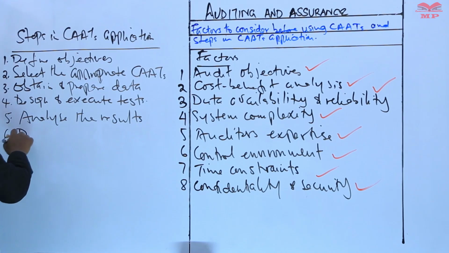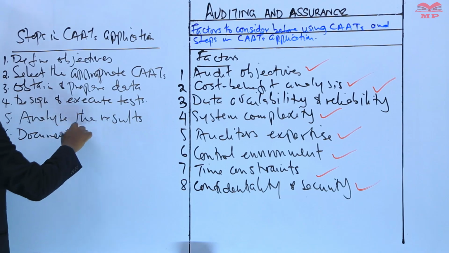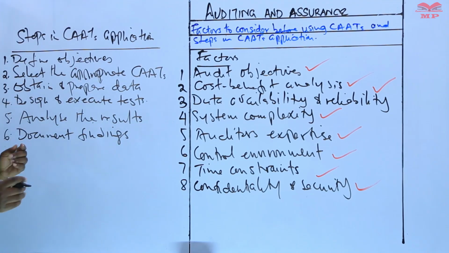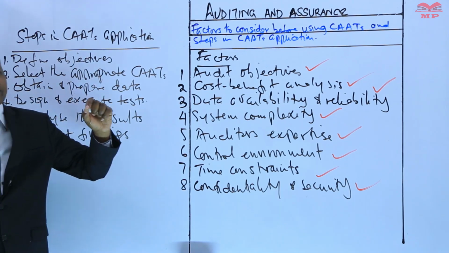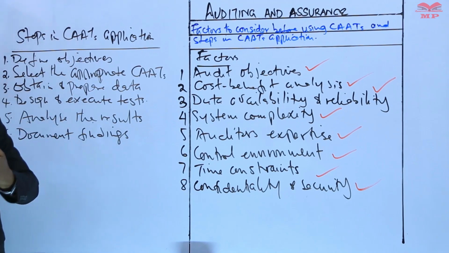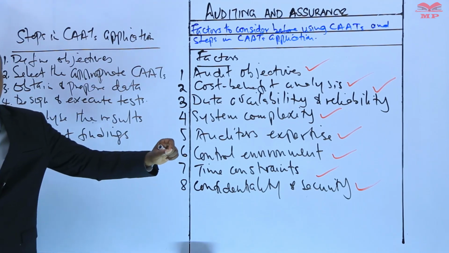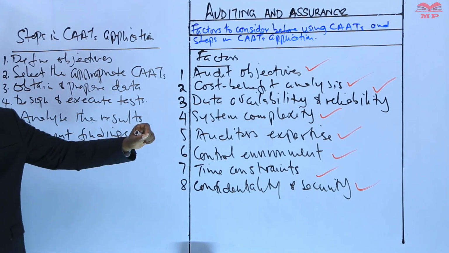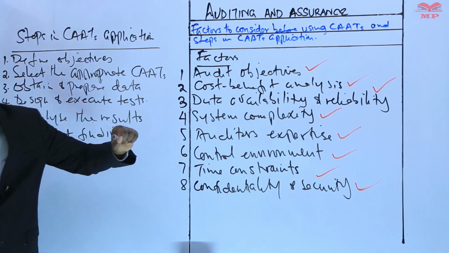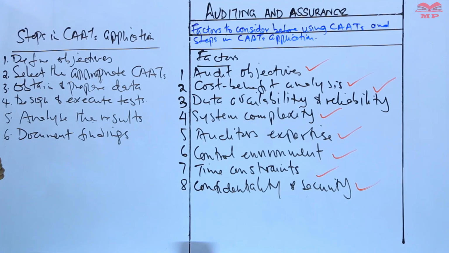Step 6. Document findings. The auditor here is required to document findings. In documenting the findings, first of all, the auditor is required to document the CAATS procedures that are performed. It should also document the results obtained and the conclusions reached. You understand?